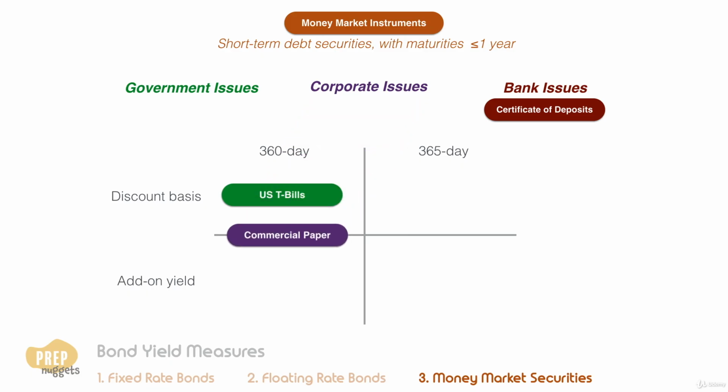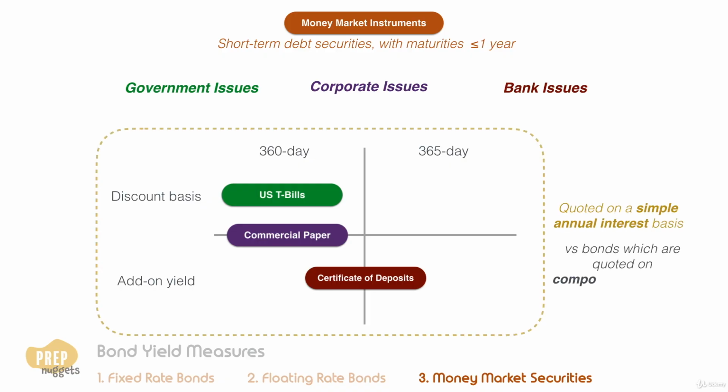Commercial papers are usually quoted on a 360-day basis. As we've learned earlier, US commercial paper are quoted on a discount basis, but Euro commercial paper can be quoted either on a discount basis or add-on yield. Certificates of deposit are usually on an add-on yield basis. They may either be quoted on a 360 or 365-day basis. Regardless, almost all money market instruments are quoted based on simple annual interest.